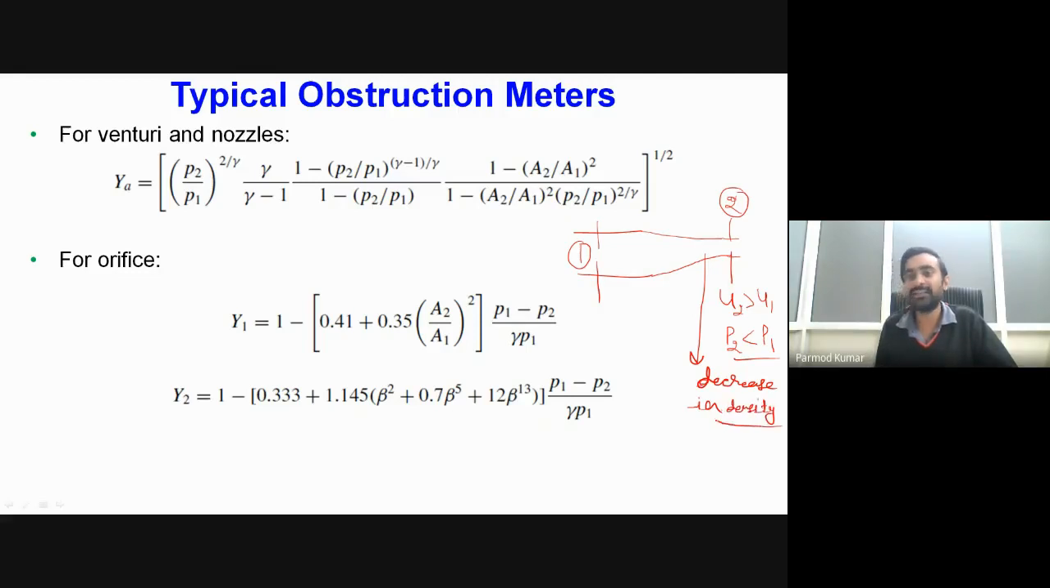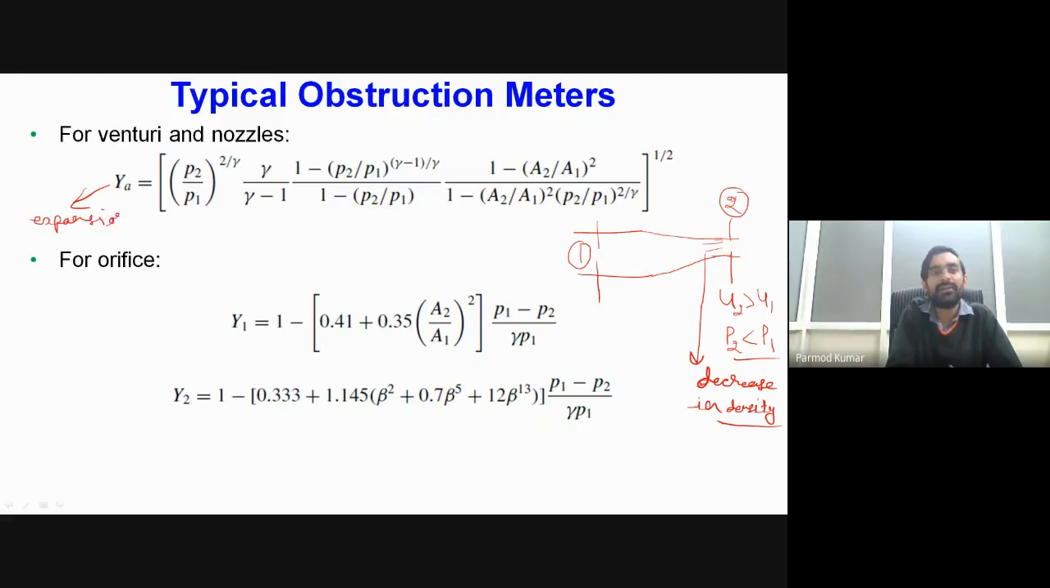As the density of the fluid decreases, there will be nothing but expansion of the fluid over here. Because of that, we have to account for a certain factor in order to find the correct estimate of the flow rate. That particular factor is known as the expansion factor.